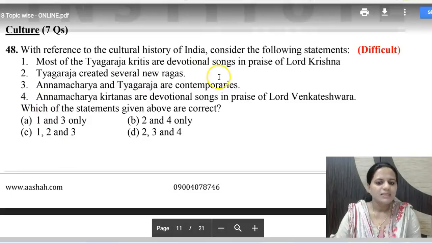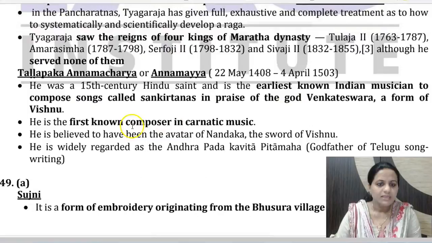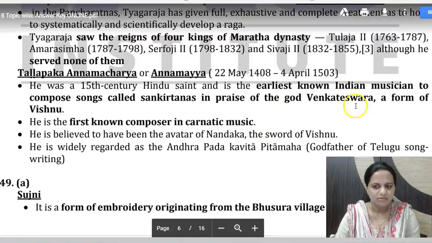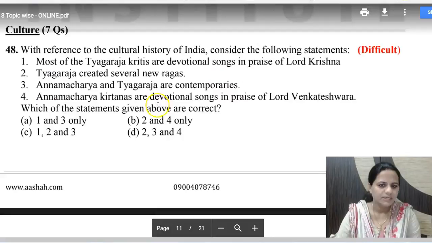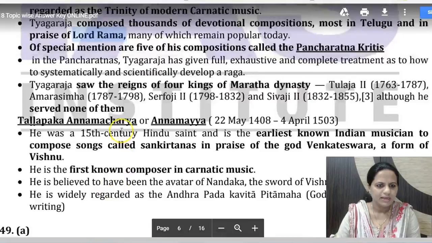Annamacharya and Tyagaraja are contemporaries. So you should know about Annamacharya too. Annamacharya was a Hindu saint. He is the first known composer in Carnatic music who composed songs in praise of God Venkateshwara, who is considered a form of Vishnu. So the third statement is incorrect. They were not contemporaries. And Annamacharya's songs are in praise of Lord Venkateshwara. So this is correct. If you have this much in-depth knowledge regarding Carnatic music, then you will be able to solve this culture question. Otherwise, personally, I have put it under the difficult category. The correct answer is, of course, 2 and 4 being correct. That is option B. So for 48, the correct answer is B.